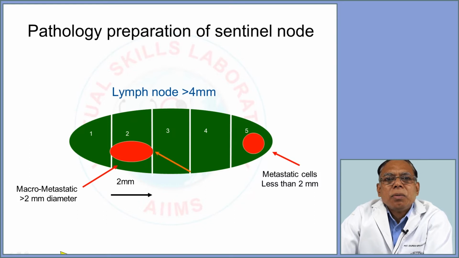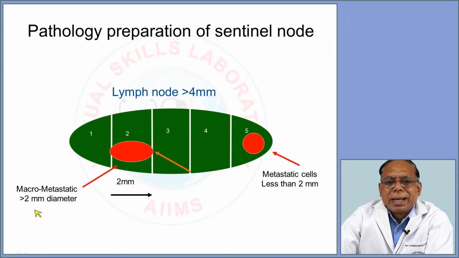The idea of making 2 millimeter slices, the fact that a macrometastasis in the sentinel node is defined as a tumor focus measuring more than 2 millimeter in diameter. This is macrometastasis. So it is more than 2 millimeter. So if you cut 2 millimeter slices of a node, you will capture this macrometastasis, if not here, at least here. So that's the logic behind slicing the node, which is larger than 4 millimeter in dimension, at 2 millimeter diameter slices.